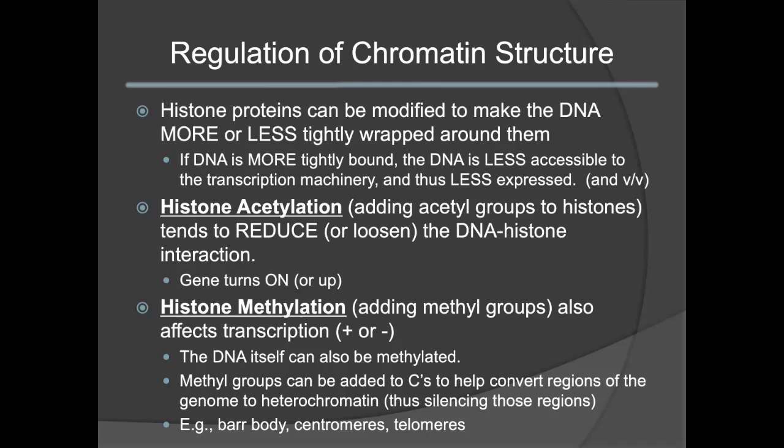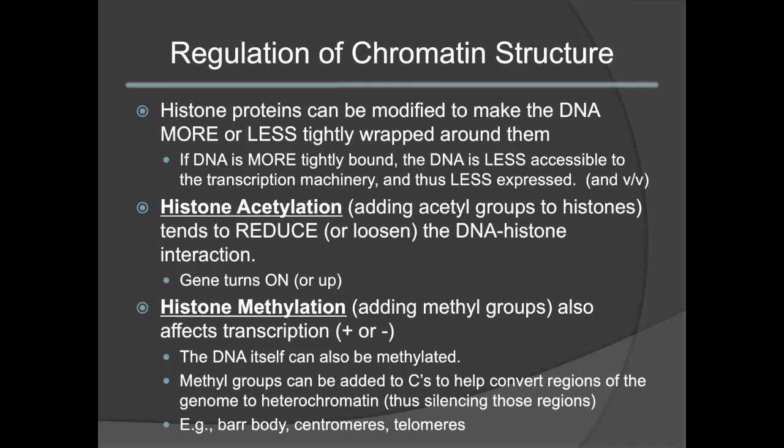Keep in mind that the DNA itself can also be methylated. In this instance, the methyl groups will be added to the cytosine residues on the DNA nucleic acid. This will help to convert regions of the genome into heterochromatin, thus making them inaccessible or silenced for transcription and translation. Examples of instances where the DNA itself is methylated involve bar bodies, centromeres, as well as telomere regions.